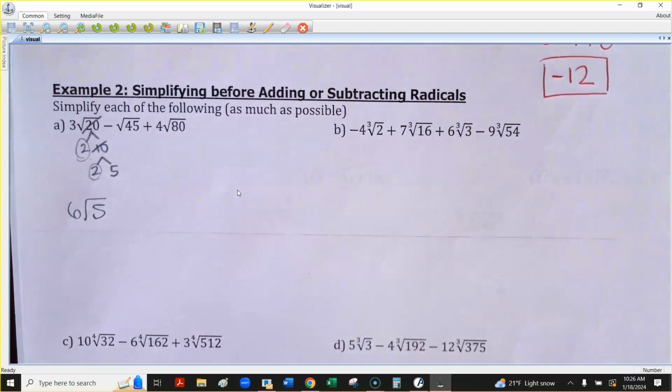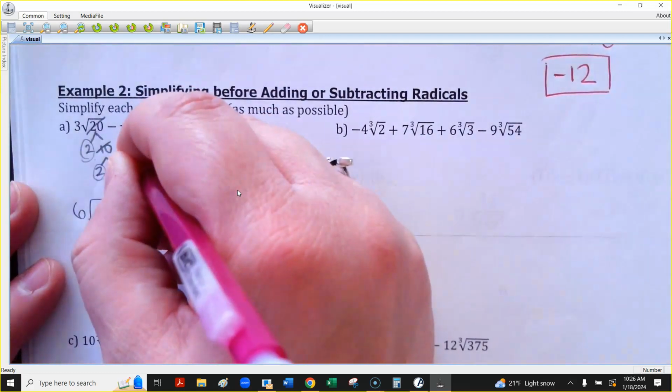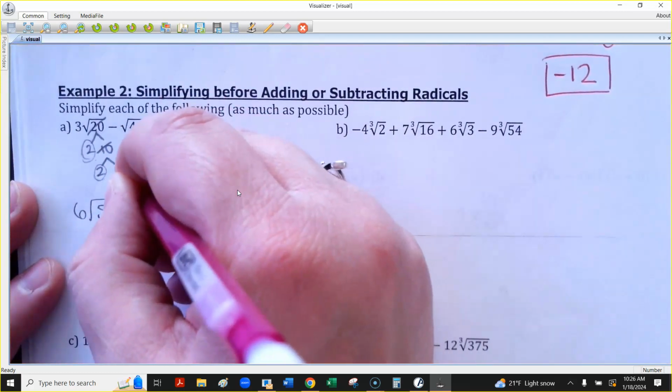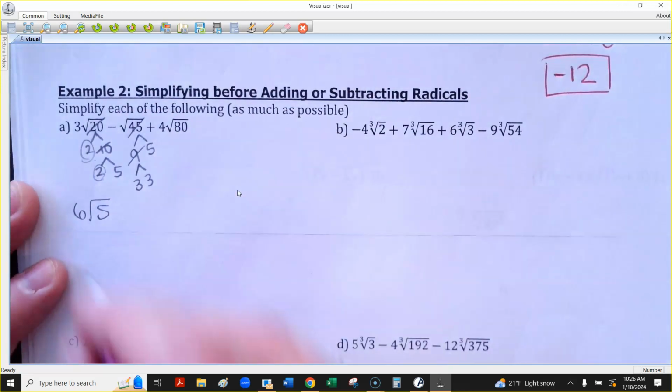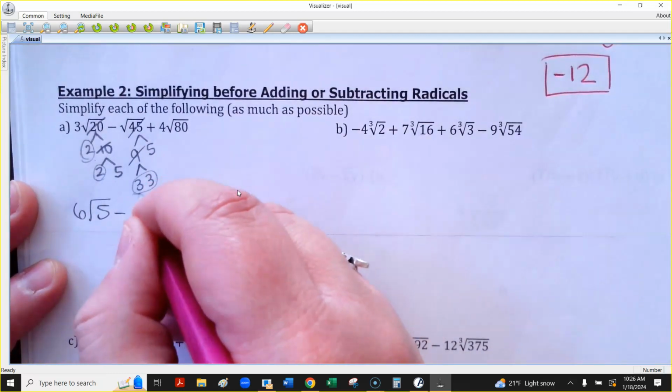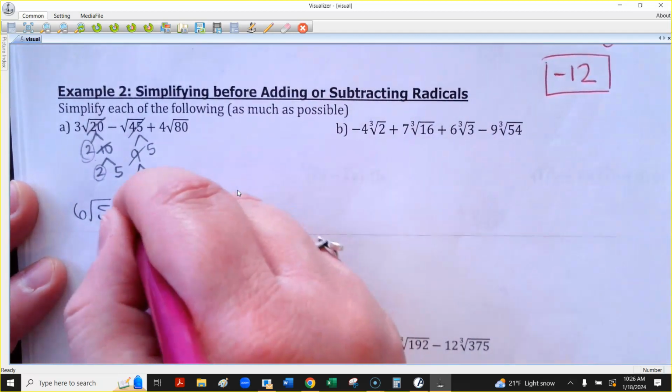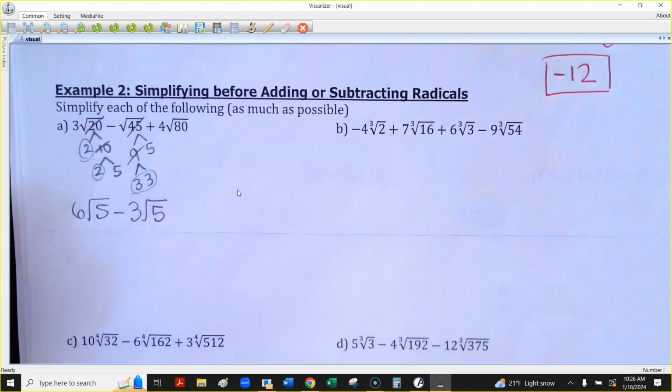Now, 45, maybe like 9 and 5, and 9 would be 3 and 3. So I broke the 45, I broke the 9. This just has a subtraction sign between these two terms. That second one didn't have anything in front, but when I simplify it, it's going to have a 3 in front of it. So really that second term is minus 3 roots of 5.